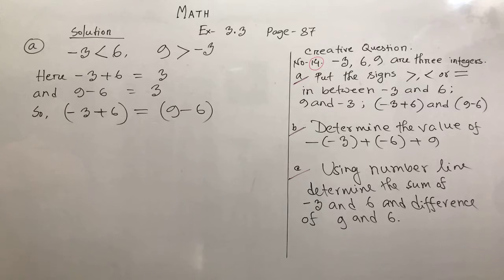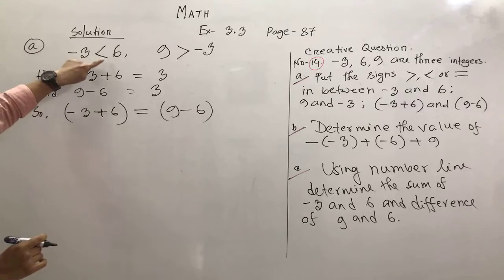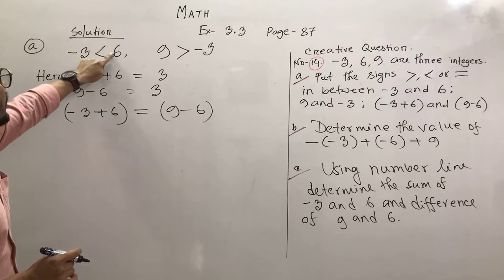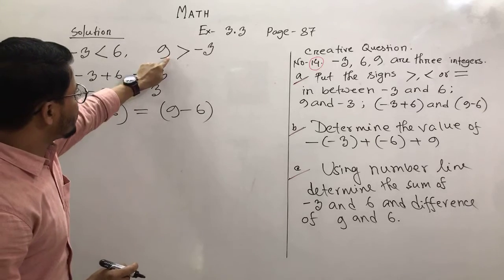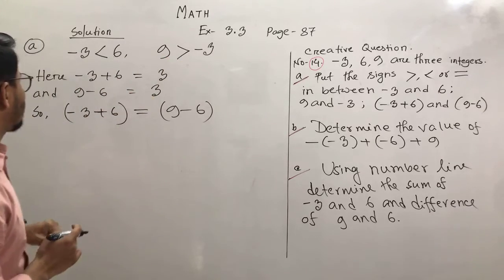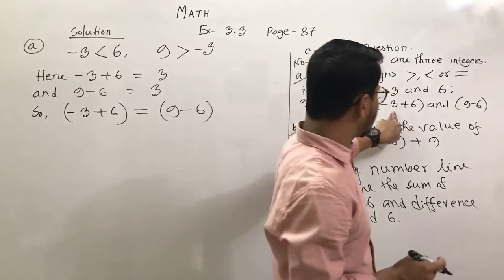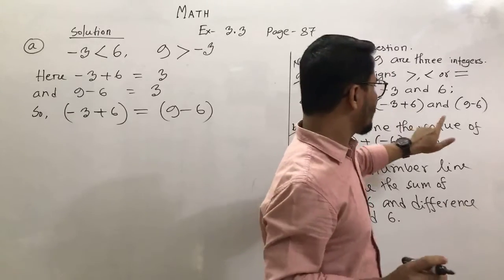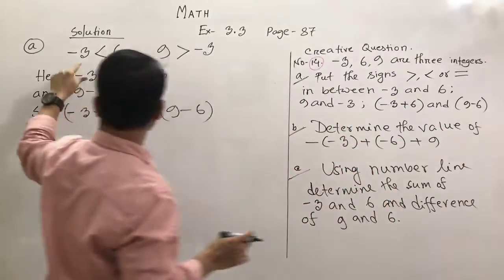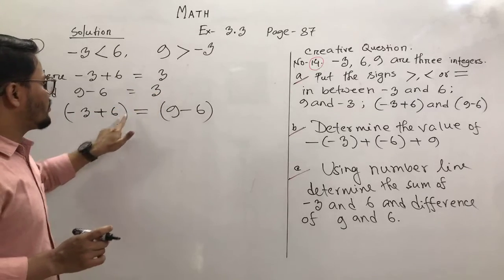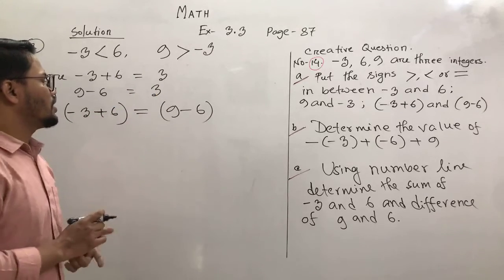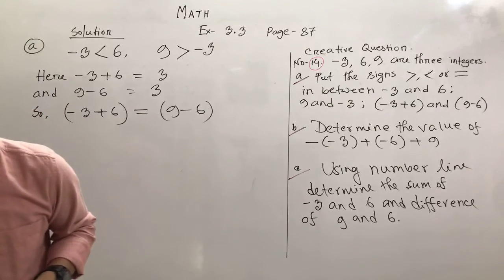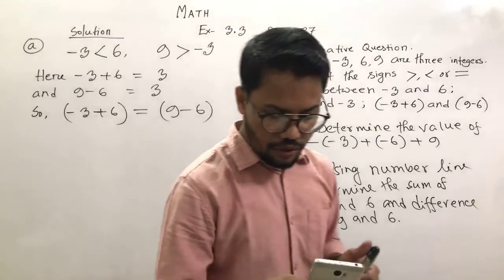So in the first question, the first step, -3 is smaller than 6, and we know all negative numbers are smaller than any positive number, and 9 is greater than -3. And in this third part, there are two numbers on the left side, -3 plus 6, and this one is 9 minus 6. Doing the calculation, we see both cases have the same result. So -3 plus 6 equals 9 minus 6. So dear students, please let me know if you have any question.